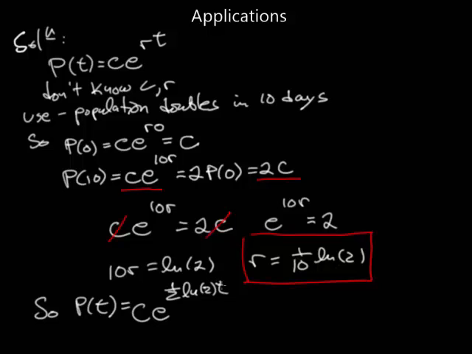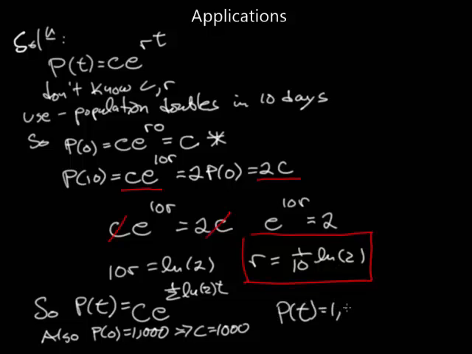I'm sorry, I totally miswrote that here. It should be 1/10 log 2 times t. And we know that P0 is 1,000. Well, that tells us C. So given that fact, the solution is P of t is equal to 1,000 e to the 1/10 log of 2. And again, I miswrote 1/2; it should be 1/10 log of 2 times t.